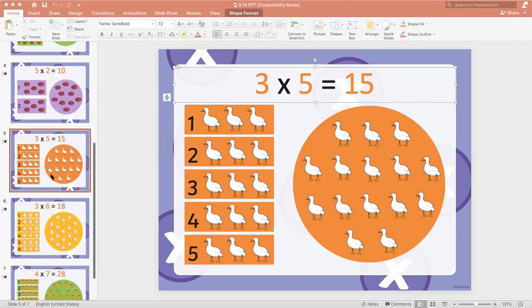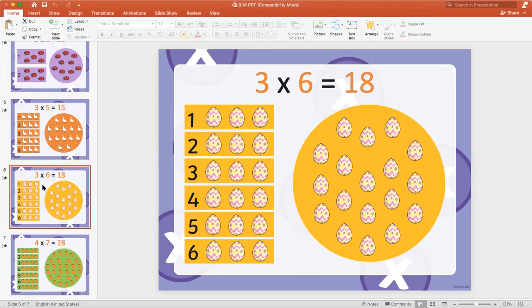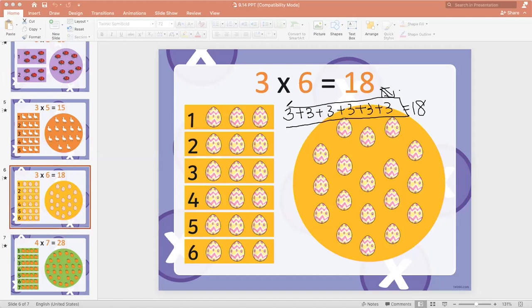Very good. Okay, let's take a look at this one. How many eggs are there? Easter eggs. How many groups? There are 6 groups of 3 eggs. So we can also rewrite it as 3 plus 3 plus 3 plus 3 plus 3 plus 3, which equals 18. So they are equal to each other. But math is a science about saving time. So instead of writing so many 3s, we just use 3 times 6 equals 18.